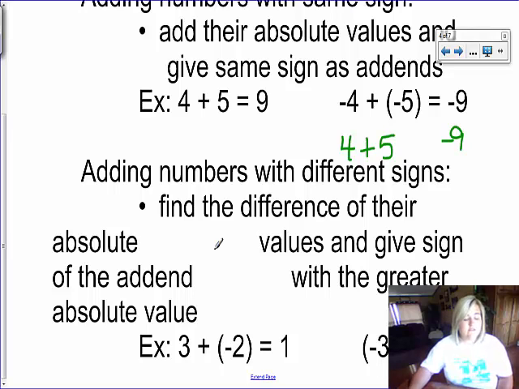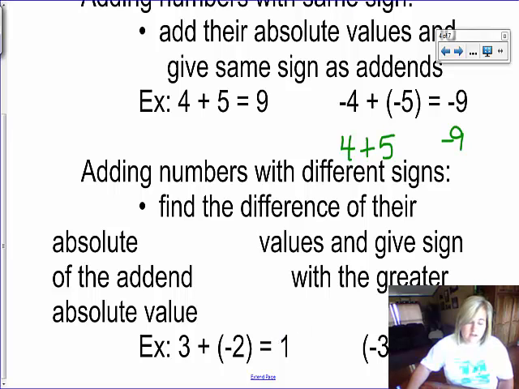So whenever we have different signs, we're going to find the difference of the absolute values and then give the sign of the addend with the greatest absolute value. So here I have 3 plus a negative 2. The absolute value of 3 is 3. The absolute value of negative 2 is 2. So I take 3 minus 2 is 1. And 3 has the greater absolute value. Its sign is positive, so the 1 was a positive.